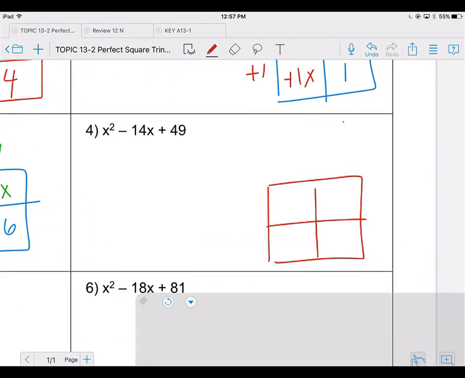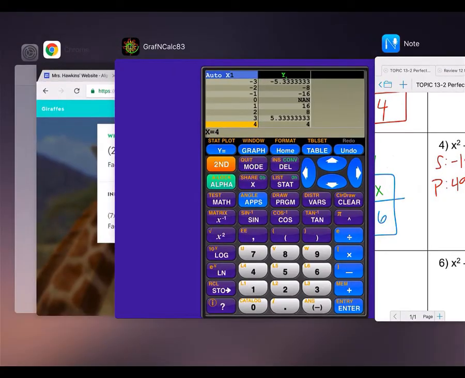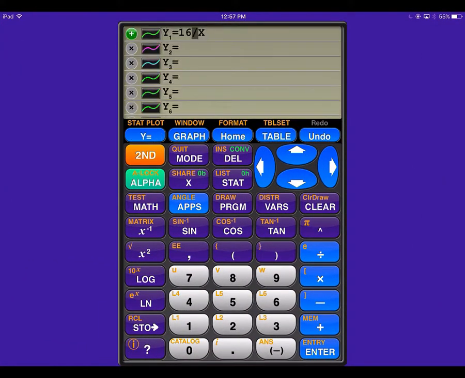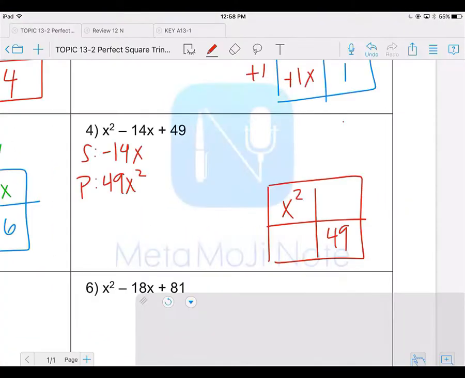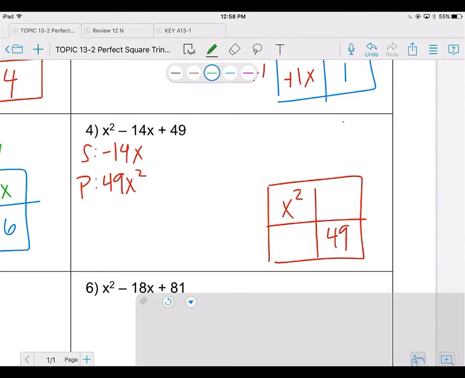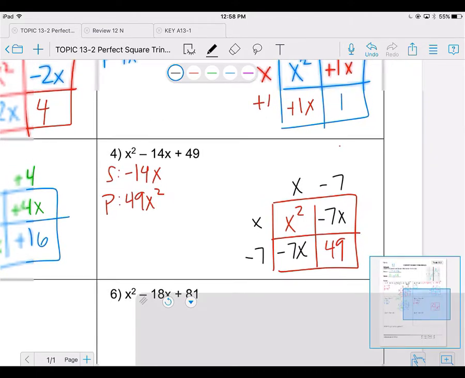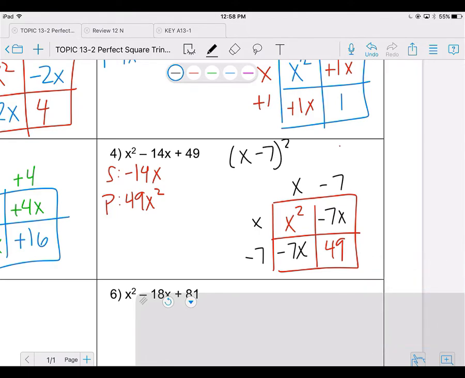GCF. So x squared and 49. My product is 49x squared. My sum, I'm looking for negative 14x. Because this one's positive but my sum is negative, I'm going to look up in the negatives. I'm looking for two numbers that add to negative 14: negative 7 and negative 7 would do it. So x minus 7, x minus 7. So x minus 7 squared is my answer.